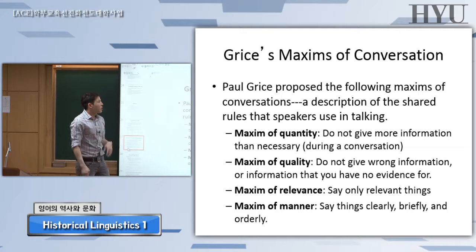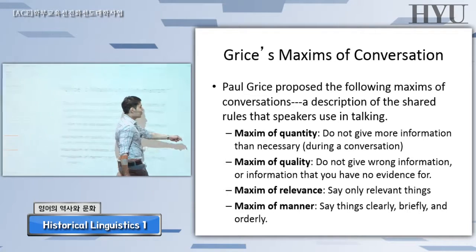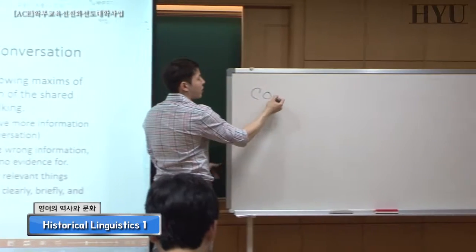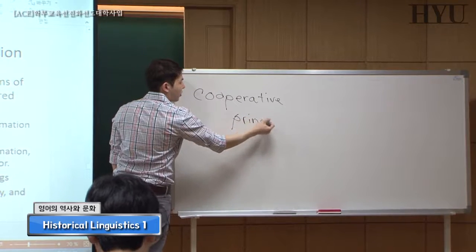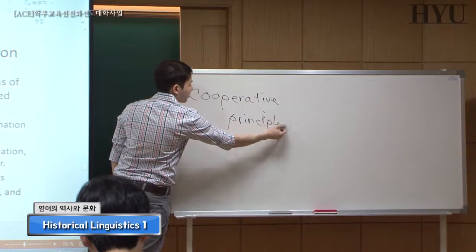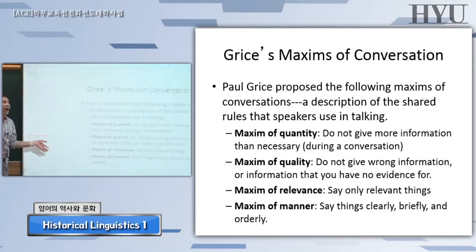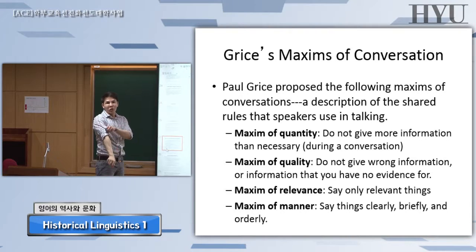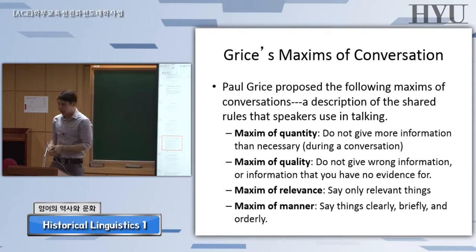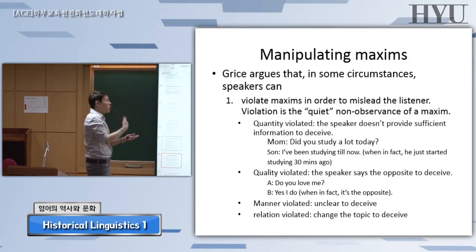These maxims, another name for it is the cooperative principle, okay? So let me write it out here. It's called the cooperative principle. So these 4 rules allow us to be cooperative, to cooperate with people who we talk to, or who we write to, like that. That's typical. We cooperate with people.